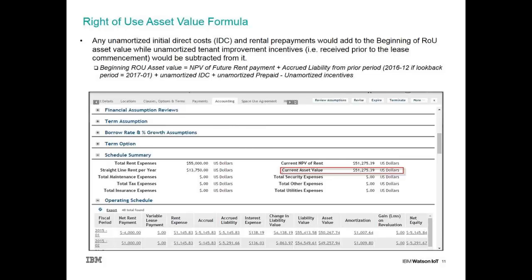If you see the formula below, the beginning right of use asset is equal to the net present value of the future rent payments plus the accrued liability from the prior period. In this case it is 2016-12, because our look back period is 2017-01 if your adoption date is January of 2019. Plus the unamortized initial direct cost, plus unamortized prepaid rent, minus the unamortized incentive.